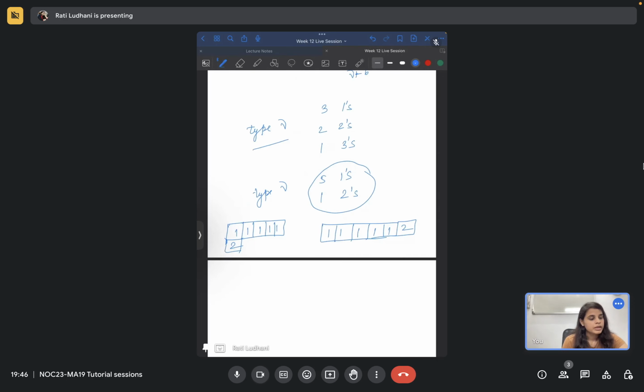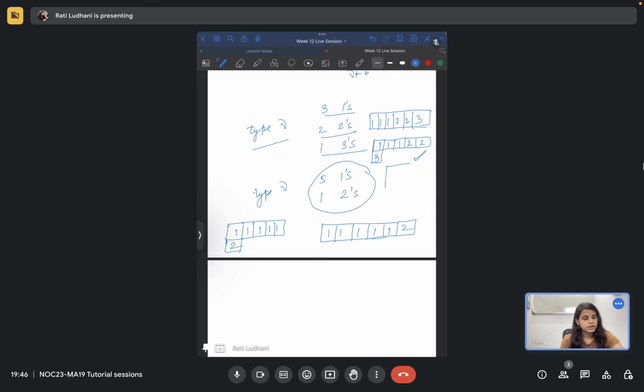So type new: now 3 ones are there, 2 twos are there, 1 three is there. As you can see, we can put it in the same way we did: 1 1 1, 2 2, and 3. And for the other part, when you have this, you also need to find 1 1 1, 2 2, 3. But can you get something else from this type also?